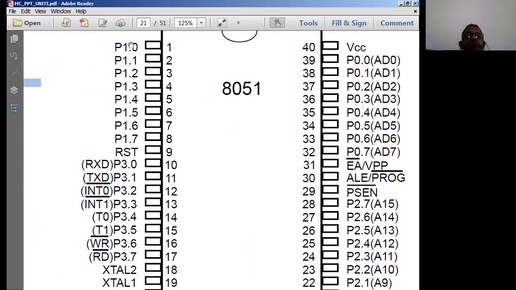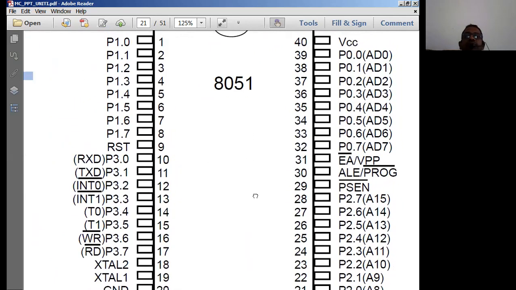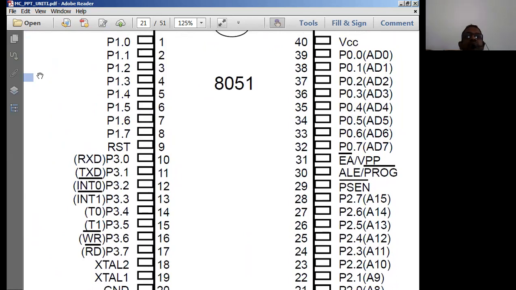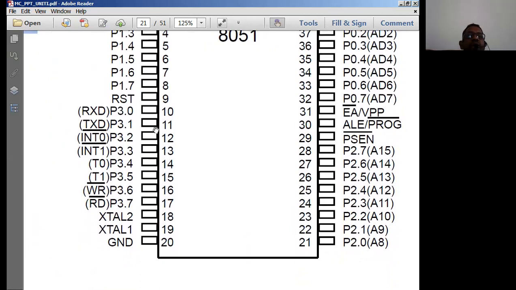Next, port 1 is going to be used as a bidirectional bus. You can use it for both input as well as output data transfers. The next port is port 3. This port 3 is normally reserved for special functions, to provide some extra functions to the chip. What are the extra functions that we normally have?